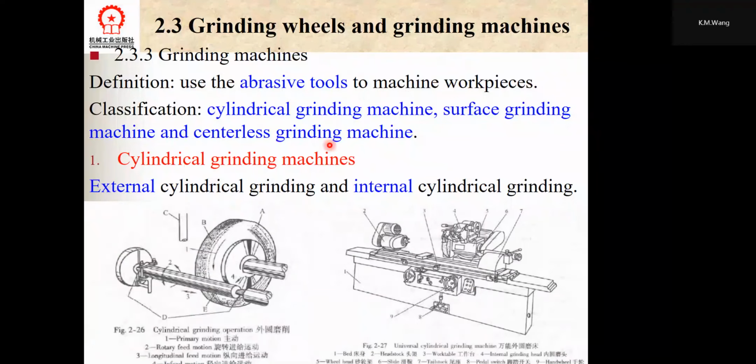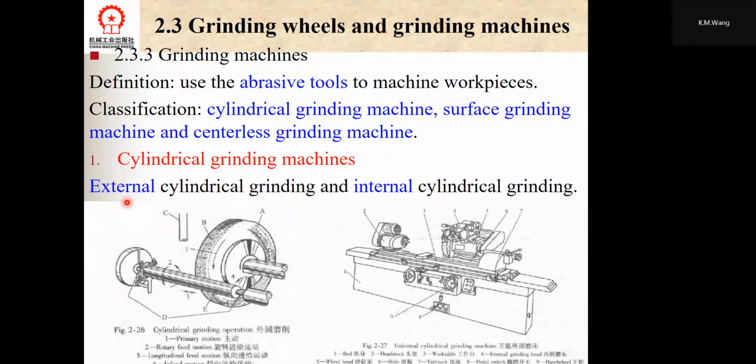All the machine tools which use abrasive tools, such as the grinding wheel, abrasive belt, oilstone, and other abrasive materials, to machine workpieces are called grinding machines. This is the definition of grinding machines. They use abrasive tools to machine workpieces. First we will introduce the cylindrical grinding machines.